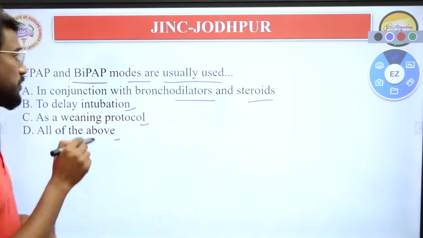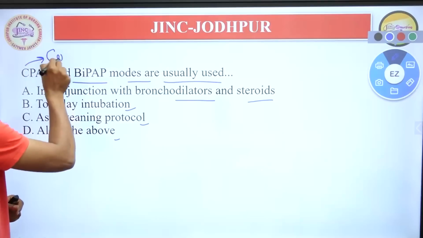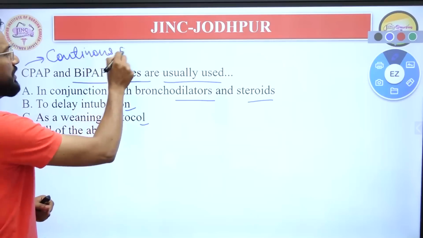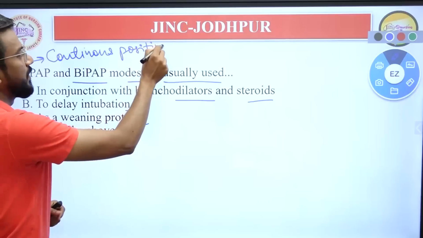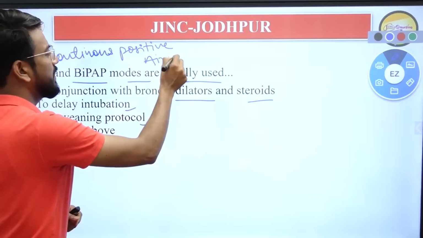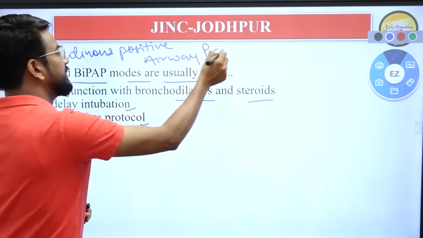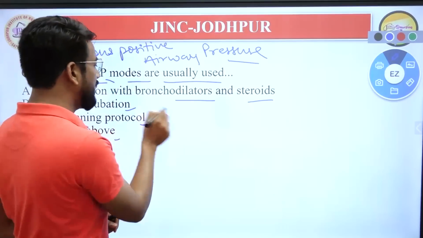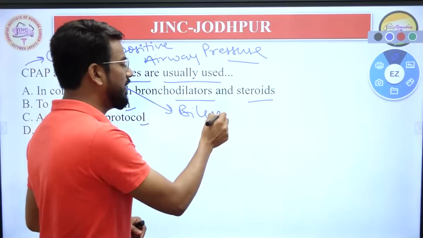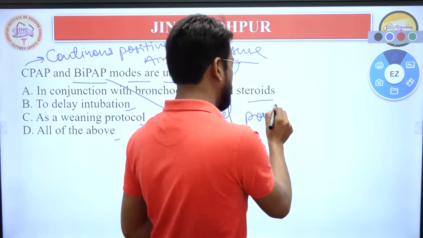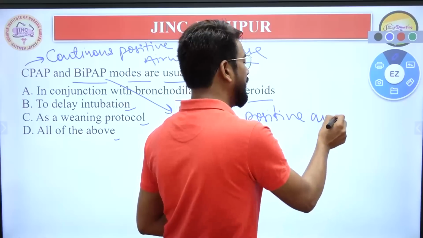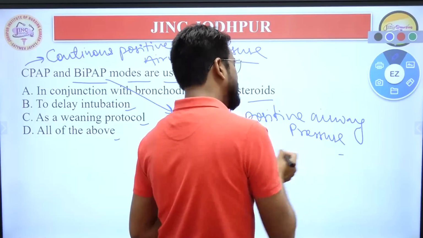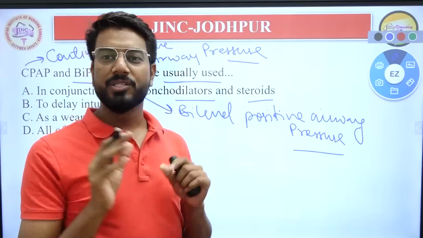So CPAP is the continuous positive airway pressure. What is CPAP? Continuous positive airway pressure, that is the CPAP, which is known as the CPAP. And what is BiPAP? BiPAP is the bilevel positive airway pressure. So these are the two types of mode which come under the support mode.